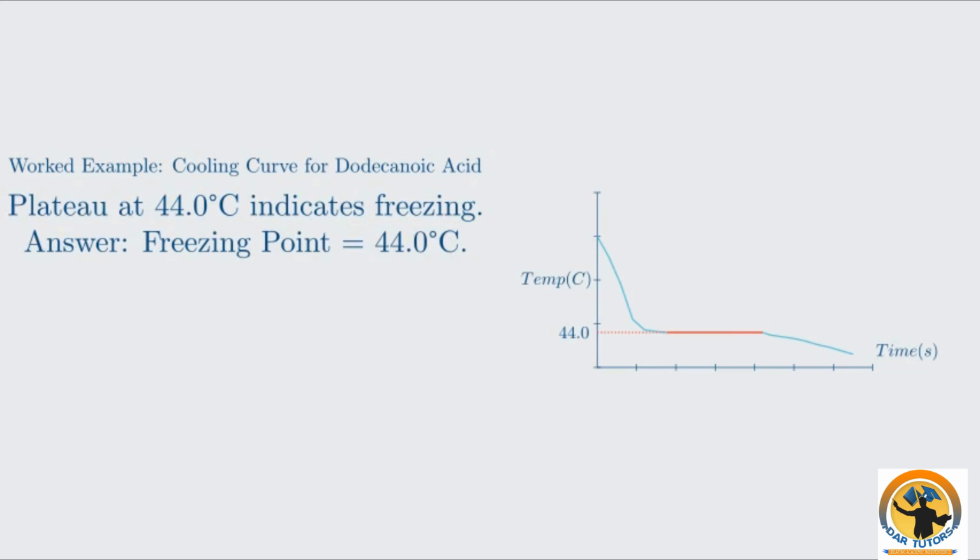This constant temperature period is the freezing point of the substance. During this time, the liquid is transforming into a solid. After all the liquid has solidified, the solid continues to cool. Therefore, the freezing point of dodecanoic acid is 44.0 degrees Celsius.